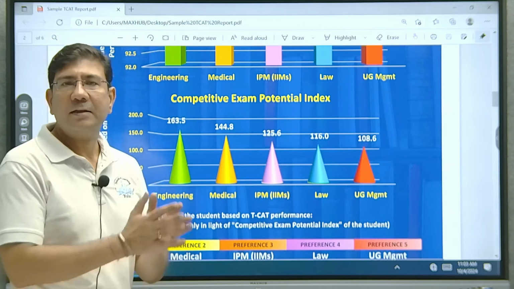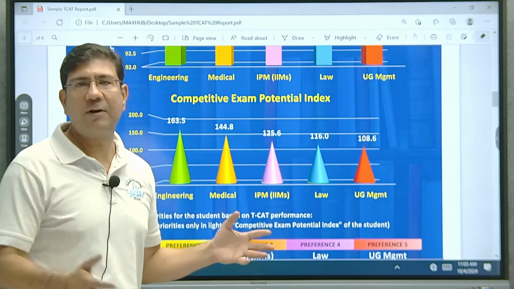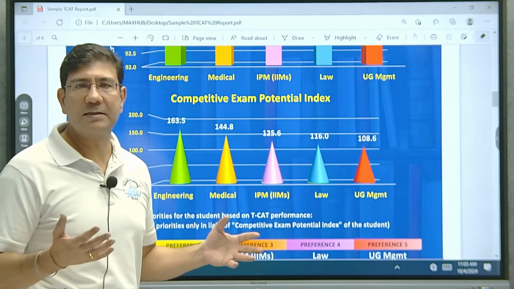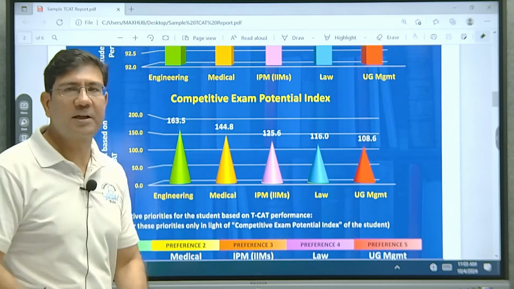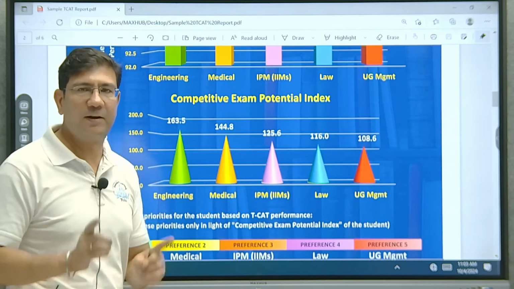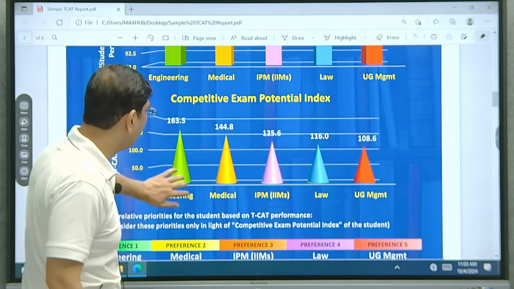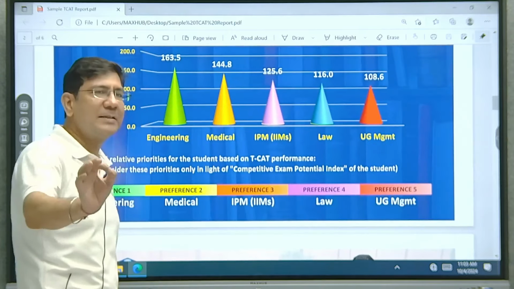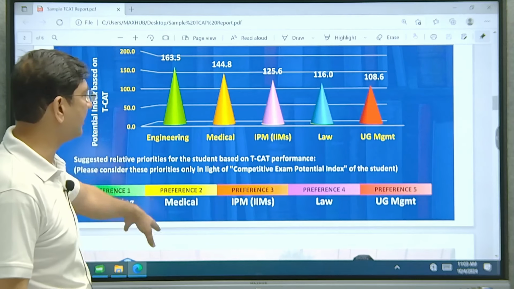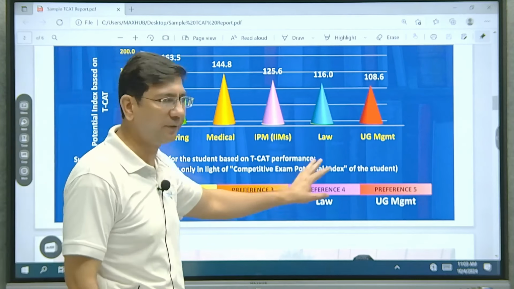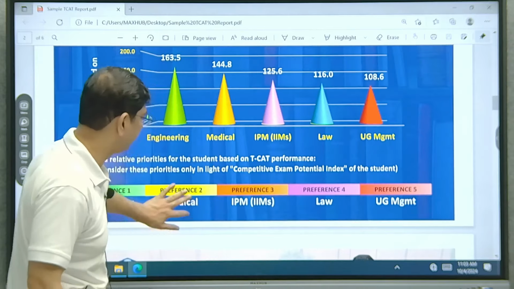Again, as I said, there's a huge database, there's a very advanced AI engine working behind this, on this data to make these recommendations. This is an absolutely proprietary software developed by Team Teoler. So, purely on the basis of subjective performance, the first preference for the child is engineering, second is medical, third is IPM, fourth is law, and fifth is UG management.